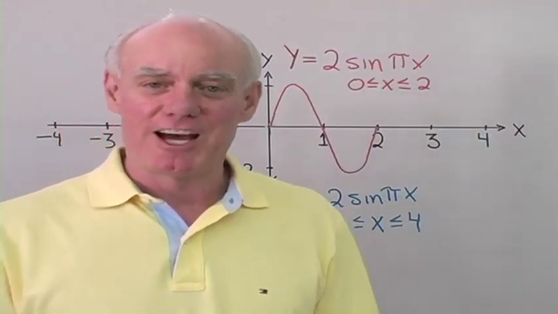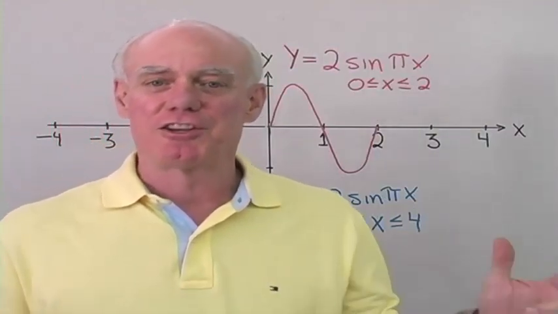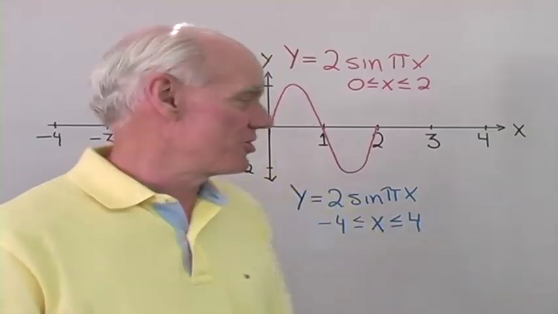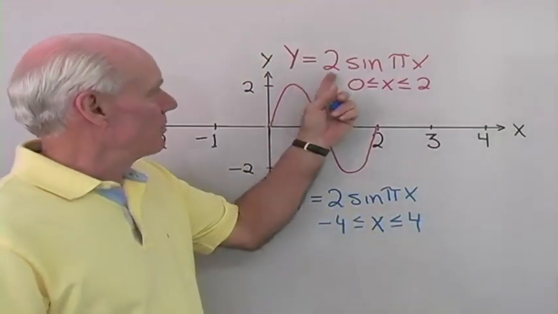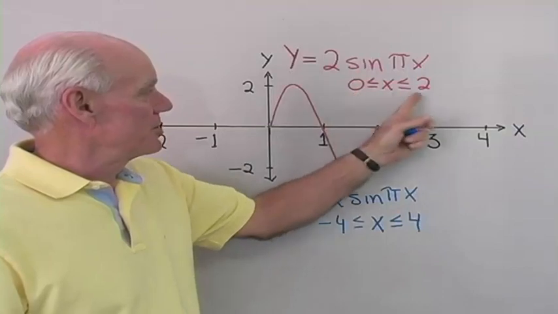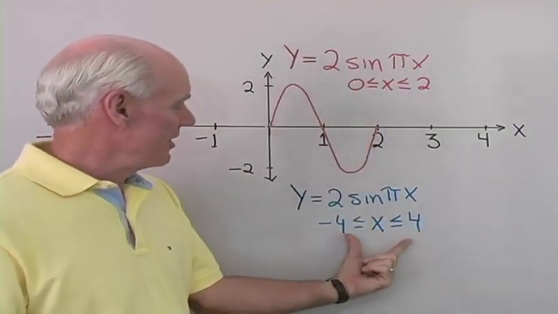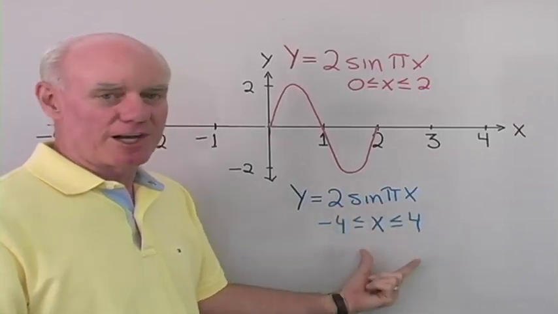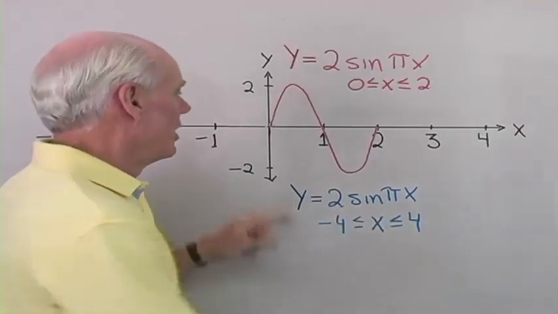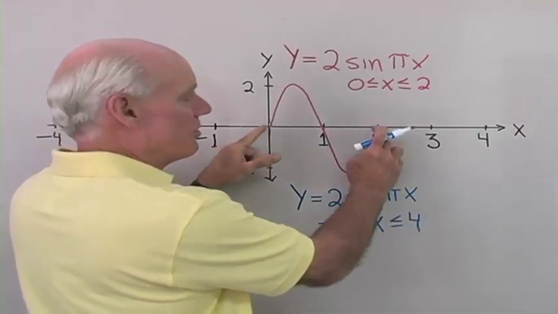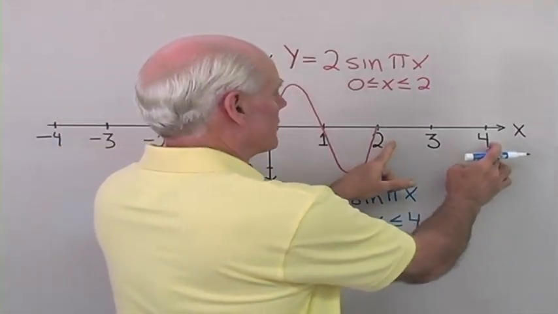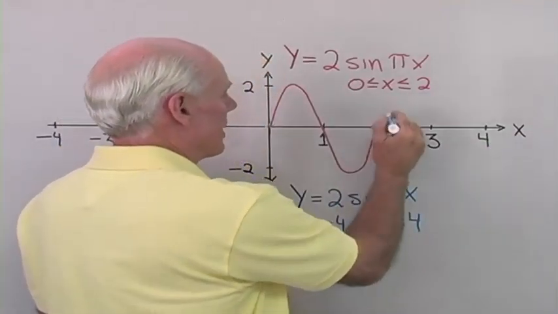I want to continue that last problem though and just extend the range over which we graph that function. So here we have y equal 2 sine pi x between 0 and 2. That's the graph that we just saw right there. Let's extend that so we get y equal 2 sine pi x between -4 and 4. Well, we can tell one period is 2 on the x-axis, so if I want to go out to 4, I'm just going to repeat this graph again.